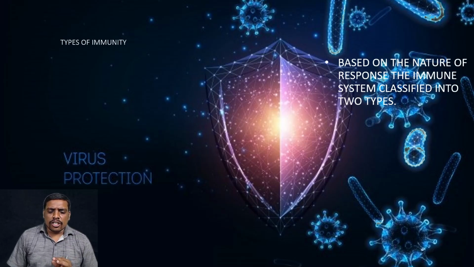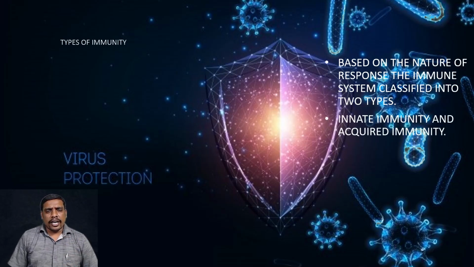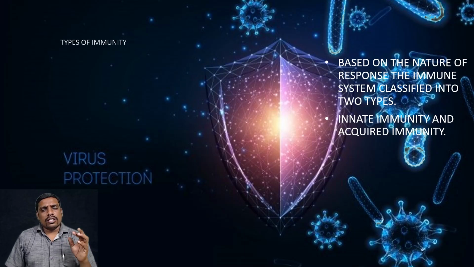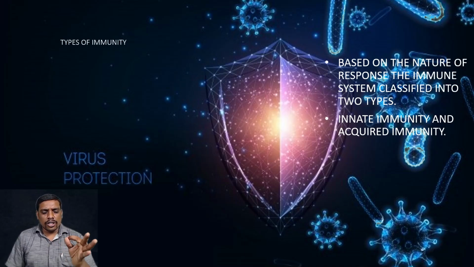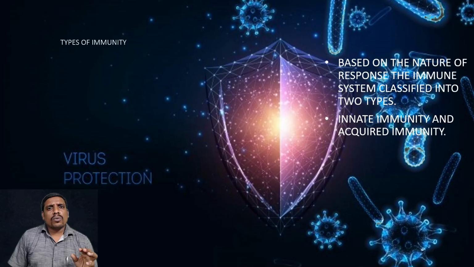Based upon the nature of the immune response, the immune system is classified into two types. First one is innate immunity and the second one is acquired immunity. These two immunities play an important role in our body to protect ourselves from pathogens or microbes.